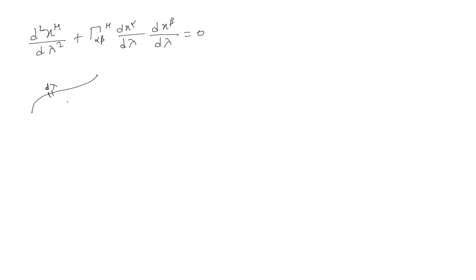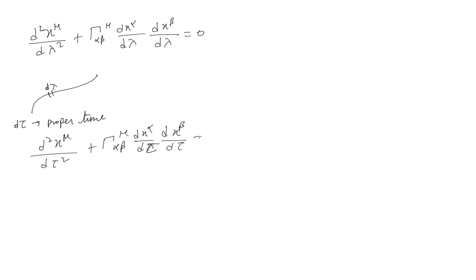The thing is that if the particle is moving, we can always choose d tau, or the proper time, that is parameterizing the path. For example, if a particle is moving on this trajectory, we know the proper time can be used to parameterize this path, or the geodesic on which it is moving. So we can write d²x^μ/dτ² + Γ^μ_αβ (dx^α/dτ)(dx^β/dτ) = 0.